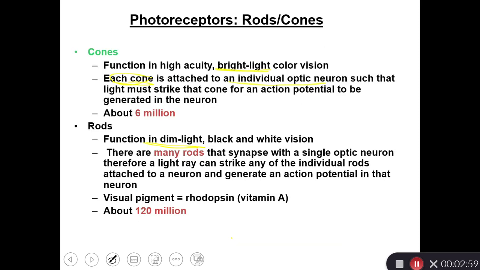The cones are about 6 million. How about the rods? They are 120 million because they are really sensitive. And the visual pigment in the rods is rhodopsin, and it is mainly vitamin A. That's why if there is a lack in vitamin A, this would lead to blindness during night or weak night vision.